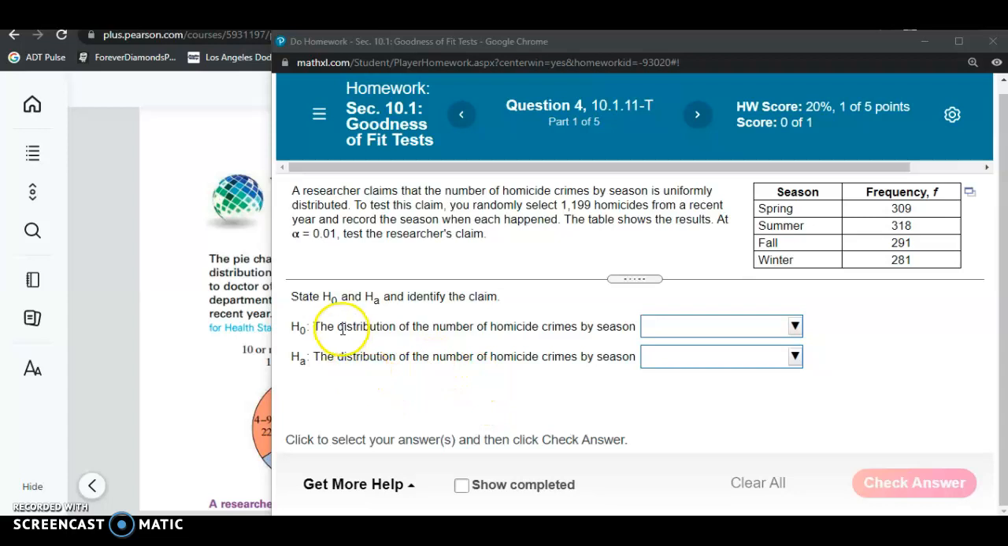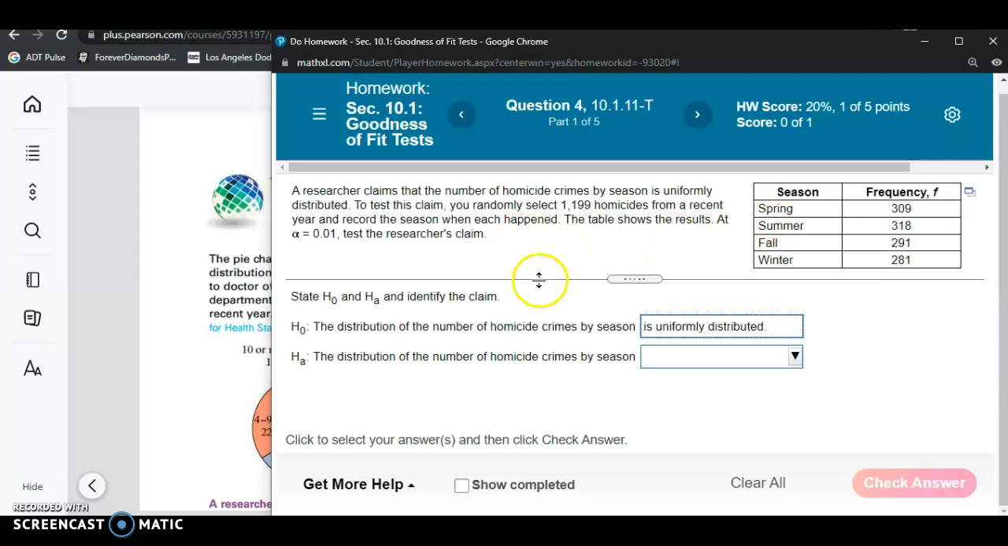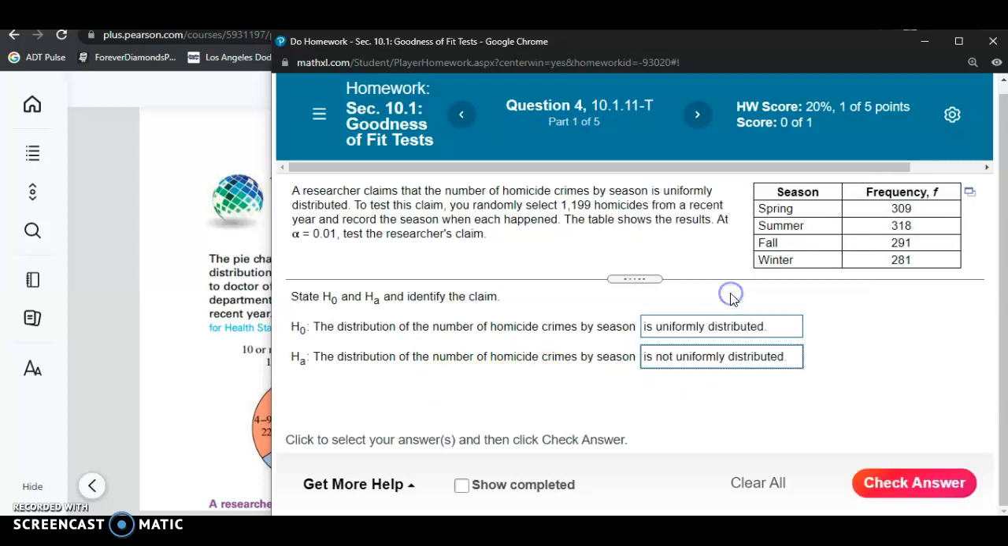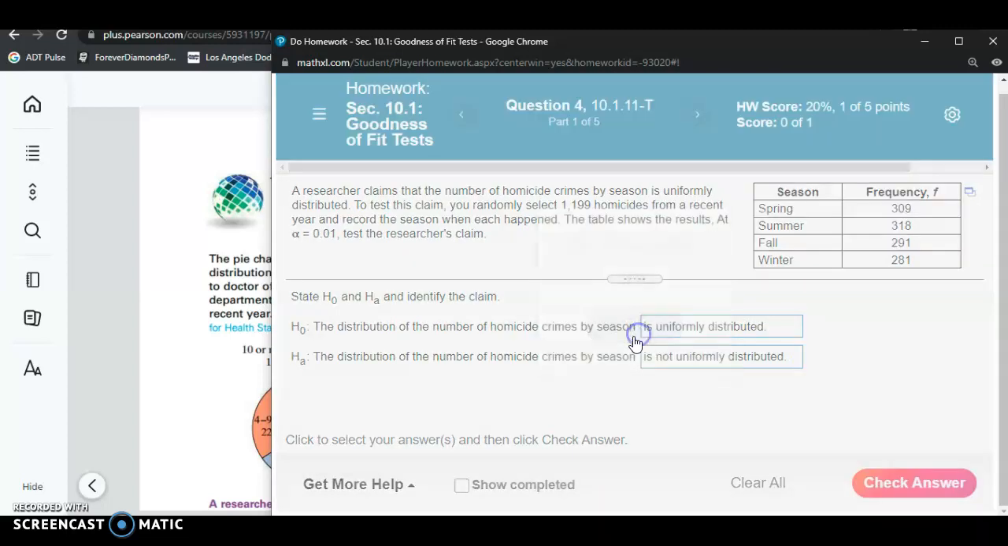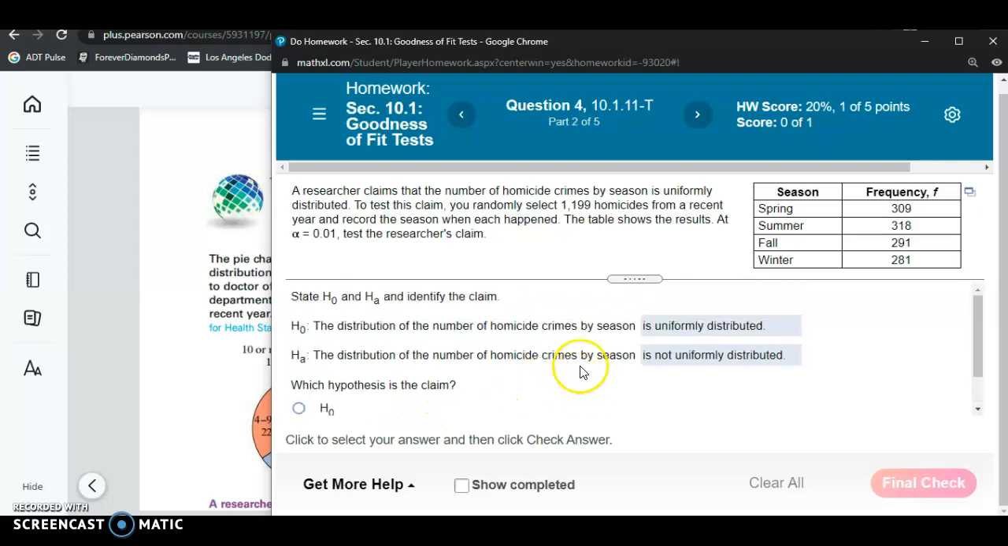In the first part of the question, we are stating the null and alternative hypotheses. According to the null hypothesis, the distribution of the number of homicide crimes by season is uniformly distributed. That's what it says in the problem. The alternative hypothesis would be that the distribution of the number of homicide crimes by season is not uniformly distributed. Which one of the hypotheses is the claim? It would actually be the null hypothesis.